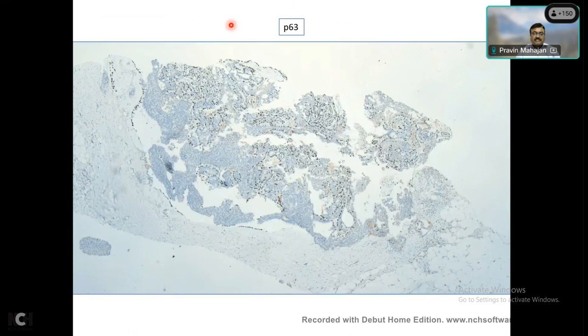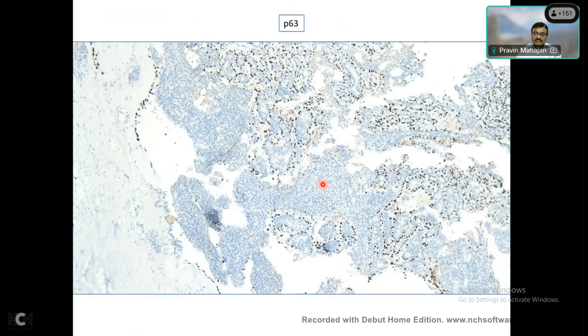You see the P63. P63 is again nicely preserved in the areas which look benign, but it is absent in the area which is that solid proliferation. On higher power, you can make out P63 is absent in this solid proliferation, whereas it is maintained or preserved in the myoepithelial cells, which are the areas which look benign.